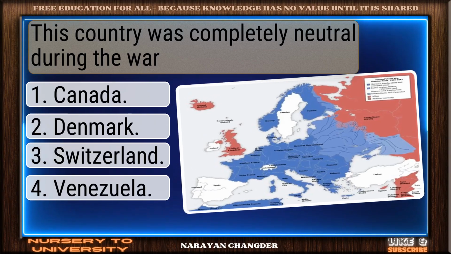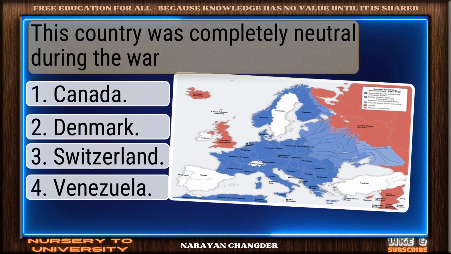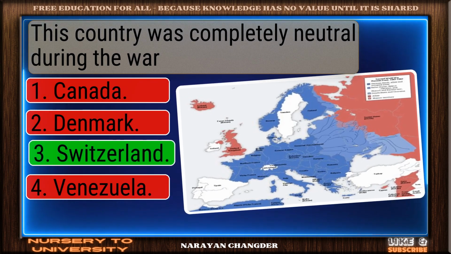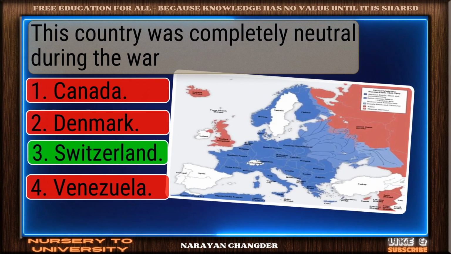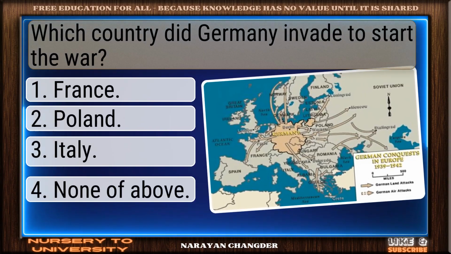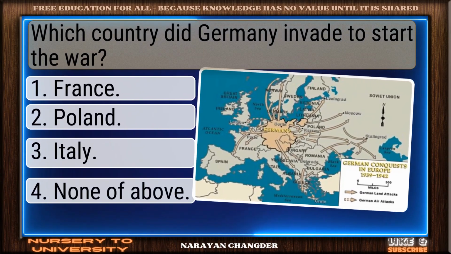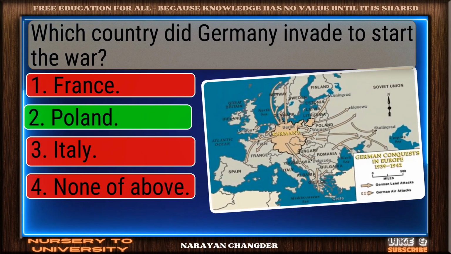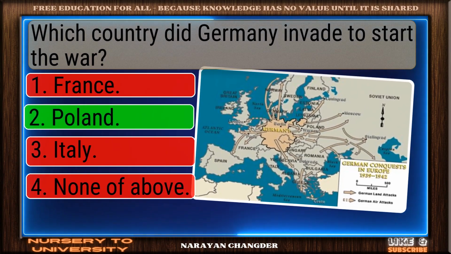This country was completely neutral during the war. Great job. Switzerland is the accurate answer. Which country did Germany invade to start the war? Right choice. Poland is the best answer.